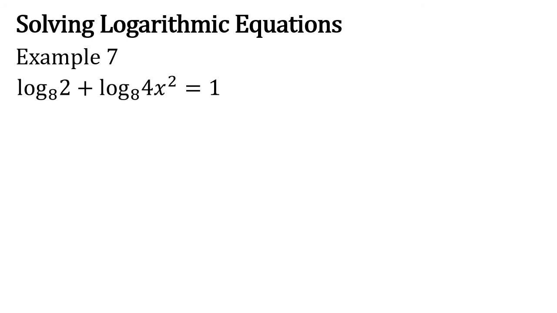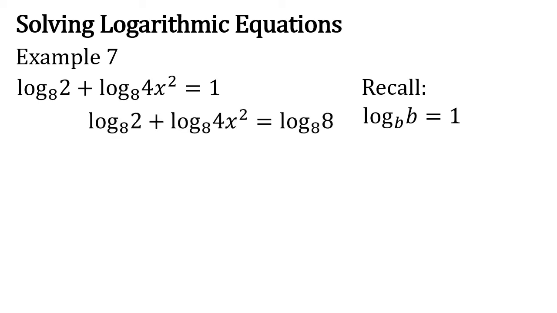Example 7, log 2 base 8 plus log 4x squared base 8 equals 1. They have the same base. We can combine those logarithms into a single logarithm. And remember the property, log b base b is equal to 1 when the power and the base are the same. So we can express it as log 2 base 8 plus log 4x squared base 8 equals log 8 base 8. Let's combine the terms on the left side of the equation. That will be log 2 times 4x squared base 8 equals log 8 base 8.